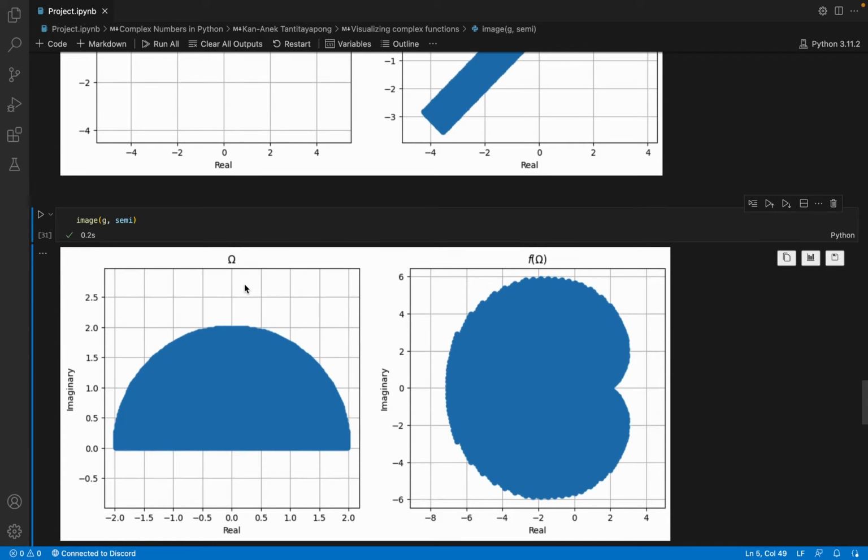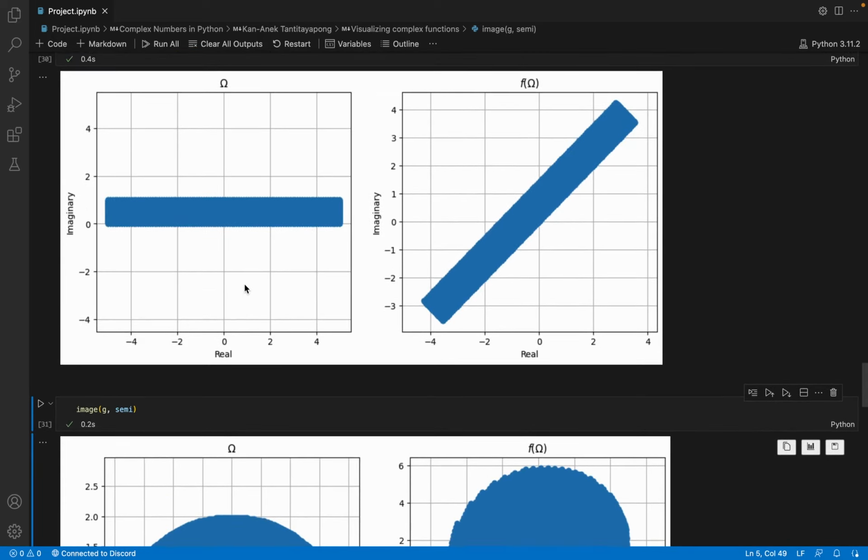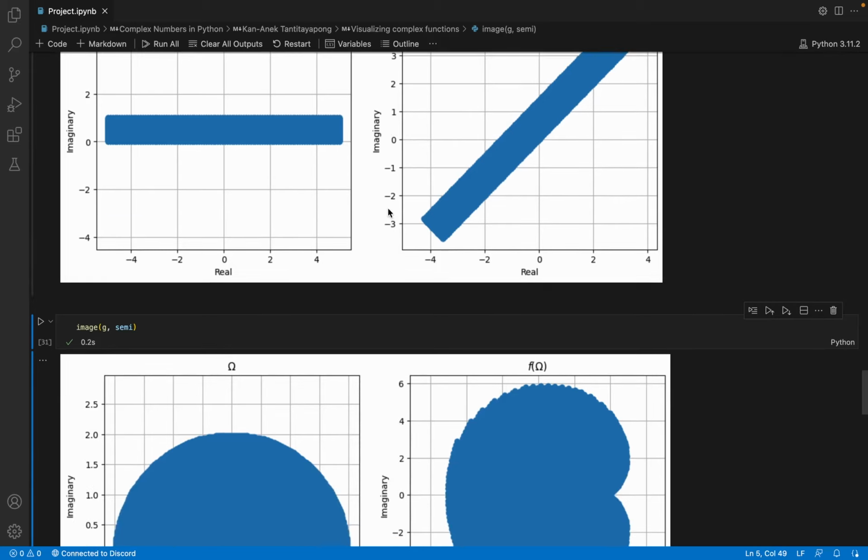So this is how the image function works, and I think this is particularly useful because we can visualize how certain functions can act like transformations on certain regions of the complex plane. It gives us a way to quickly plot functions, the inputs and the outputs, and see how they correlate. And we can see some interesting results.